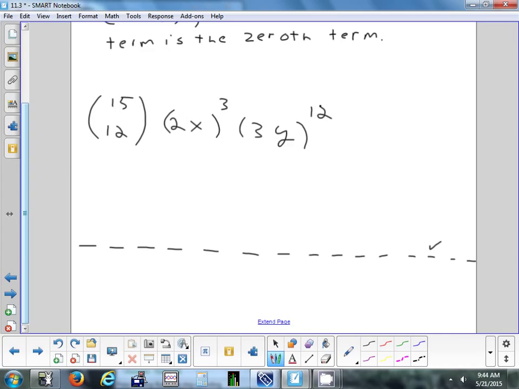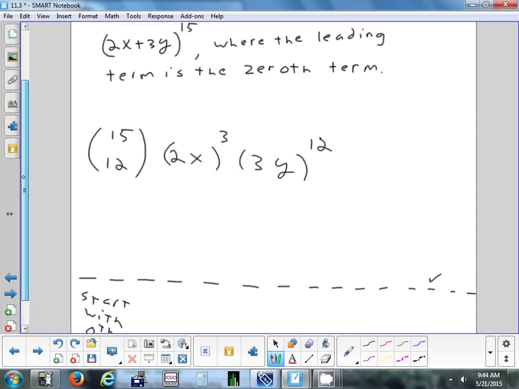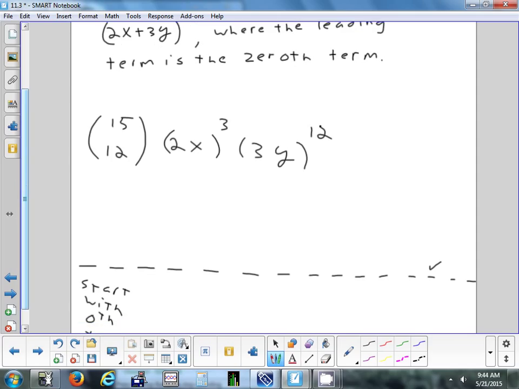Okay? This would be your x to the 15, 14, 13, 12, 11, 10, 9, 8, 7, 6, 5, 4, 3. Okay. Just remember when you count, start with the 0th term in this kind of problem, because that's how Pascal's triangle works.